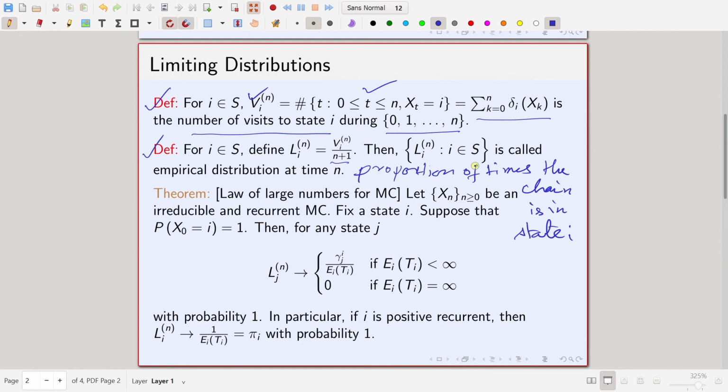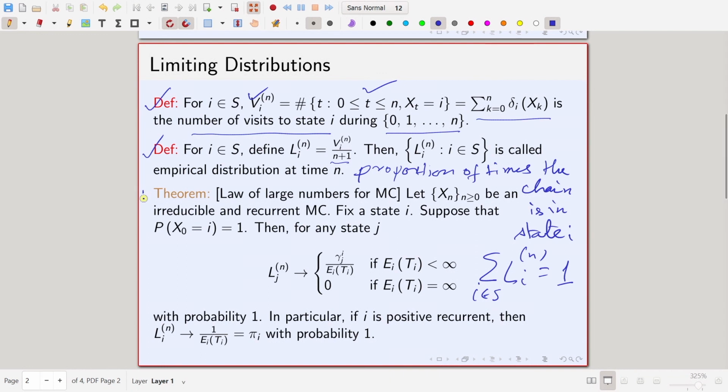So if I look at this li(n) for all i in S: if you fix an i, it is the proportion of times the chain is in state i, and l(n) is called the empirical distribution at time n, where now i runs over the entire state space. Why is it a distribution? Because you can easily check, the way it is defined, that the summation of li(n) over i belonging to S will be equal to 1. Each li(n) is obviously greater than or equal to 0. So this is a probability vector, or what is called a probability mass function. That's why it's actually a distribution, and it is called the empirical distribution at time n.